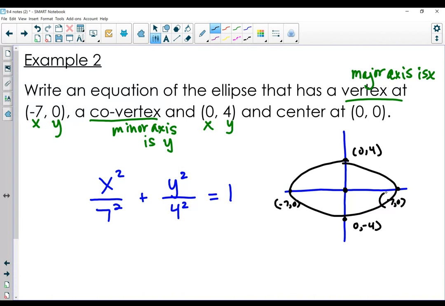And I know because I've moved out 7 units in both ways for the x direction, that the x is over 7 squared. And the y squared, because I've moved up 4 and down 4 units for that minor axis, the y squared is going to be over 4 squared. So now I just want to simplify my equation. I'll have x squared over 49 plus y squared over 16 equals 1.